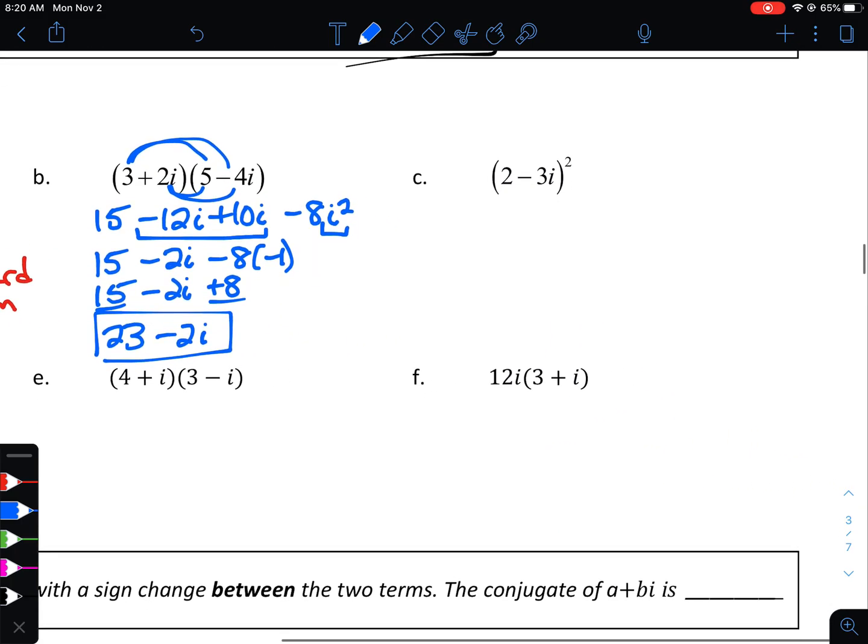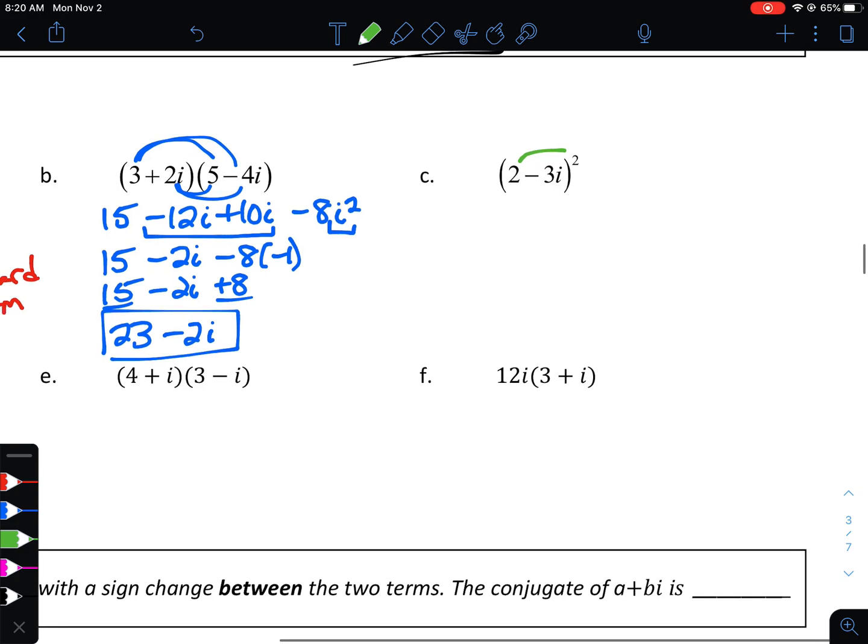All right. Now for example C, we need to be careful. Just like we wouldn't do it if it was x minus 3 squared, we aren't going to just take 2 to the power of 2 and -3i to the power of 2. That's probably the most common mistake that we'll see made when we look at the homework as well as the quizzes and tests. Instead, the best way to work this would be to rewrite it as 2 minus 3i multiplied by itself. That way we'll remember to distribute.